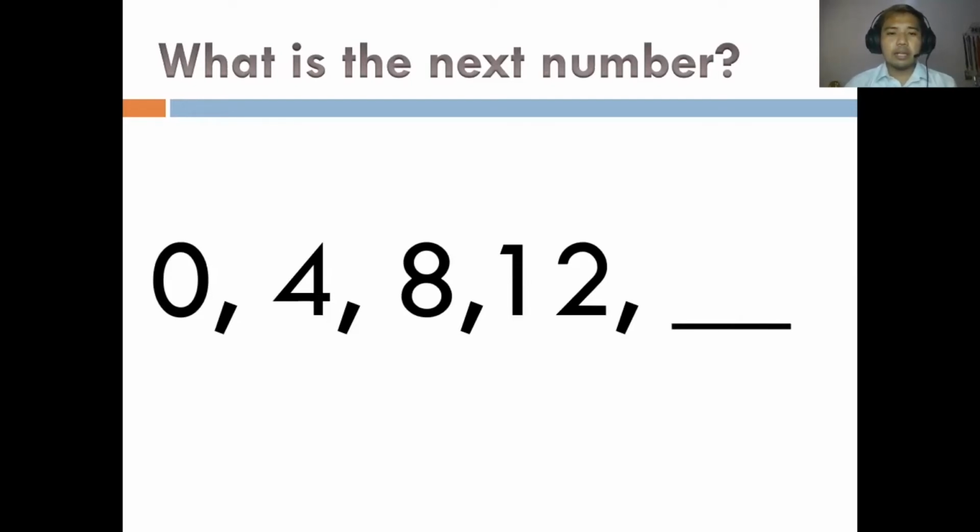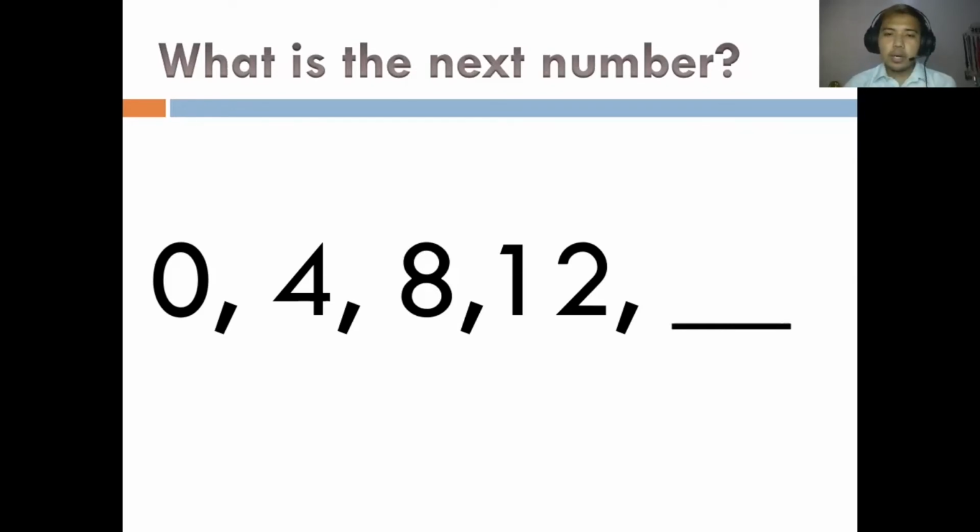So, from 0, 4, 0, 1, 2, 3, 4. Four. 4 up to 8: 4, 5, 6, 7, 8. So, four again. 8 up to 12: 8, 9, 10, 11, 12. Four again. So, what is their pattern?